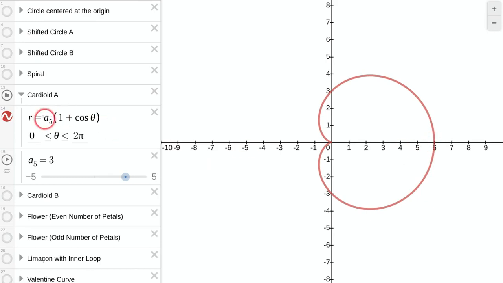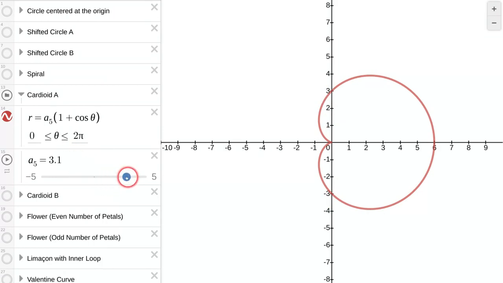Just imagine that if this number is a 3, then when you plug in the 0 into the cosine theta, you're going to get 1. Cosine 0 is 1. So 1 plus 1, you get 2. 2 times the 3, then you're going to get the 6. That's how we can get the 6 right here. And do you see what's going on here with the y-intercepts? You are going to get positive 3 and negative 3 for this.